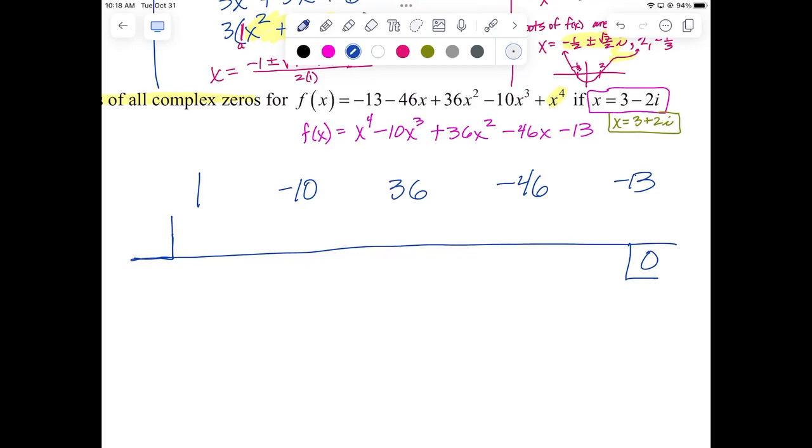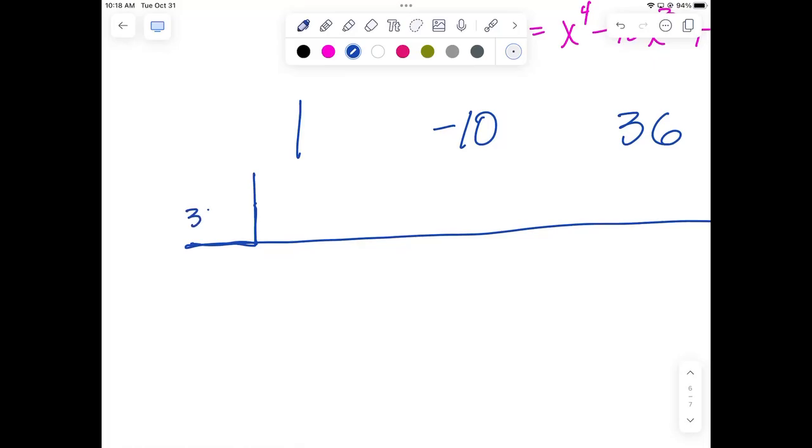Now, which one should we synthetically divide with first? The 3 plus or the 3 minus? If we want to help ourselves and keep things nice and tidy, I would do the positive first, yeah. So let's do 3 plus 2i.